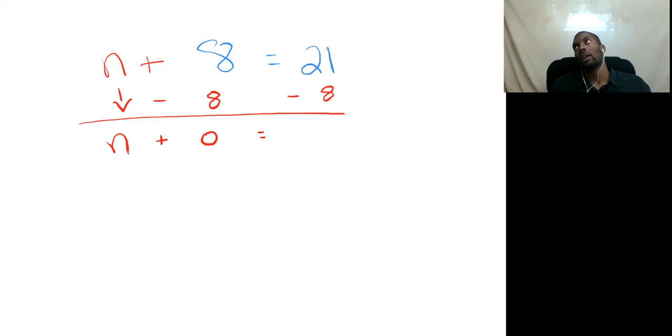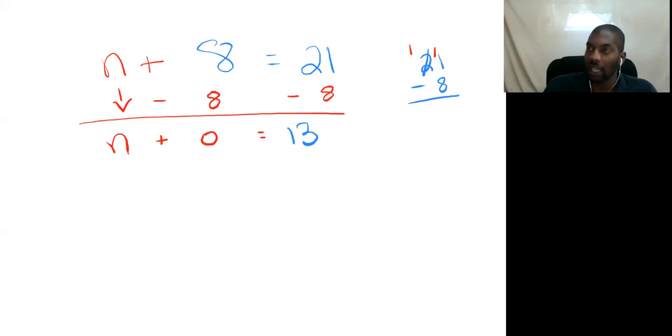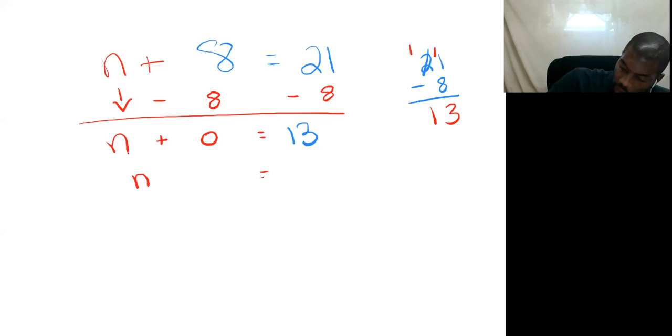Let's think. 21 minus 8. Well, let's use our fingers, right? 8, 9, 10, 11, 3, right? So 13. And of course, if you want to test that, you can do 21 minus 8, borrow 10 from here, put it over here. 11 minus 8 is 3, 1, 13. So I was right. N equals 13. Clean this up. The 0 doesn't need to be put down again. So n is 13.